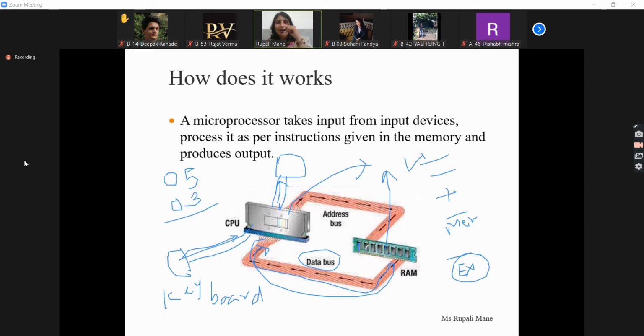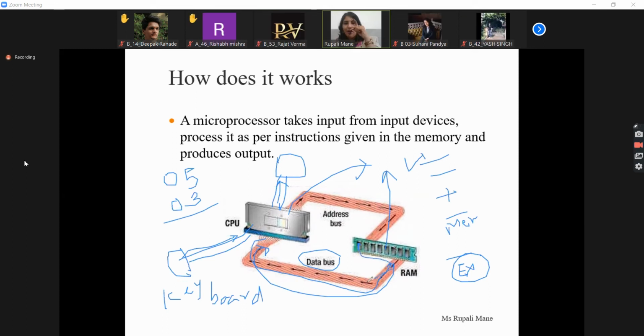मेमोरी क्या करेगा, वहां से ये पॉकेट से नंबर उठाएगा. ओके, डेटा बस पे डालेगा, और डेटा बस से कहा जाएगा, it will come to inside the microprocessor. Okay. Then my second instruction is what? Second number, second pocket में.